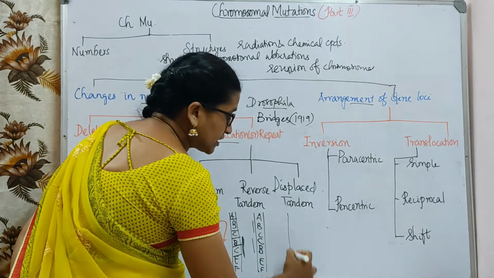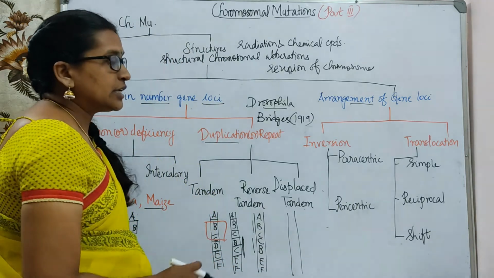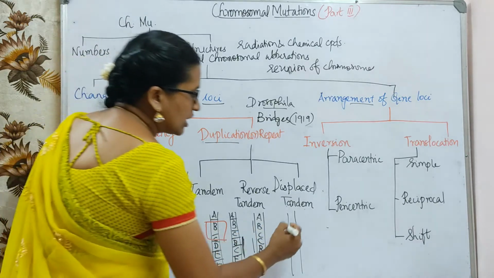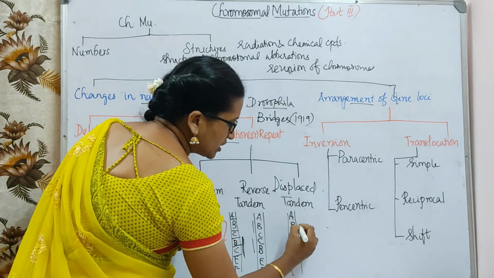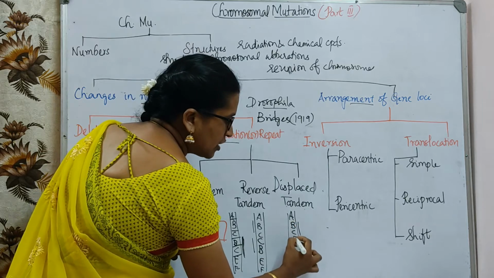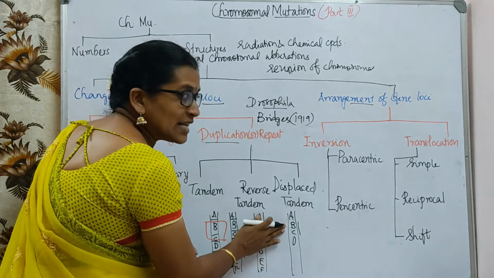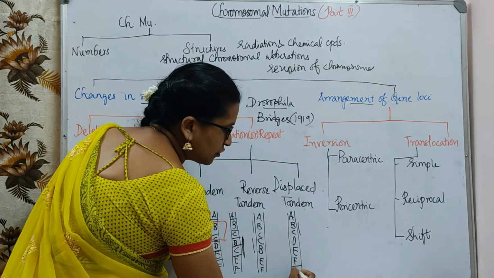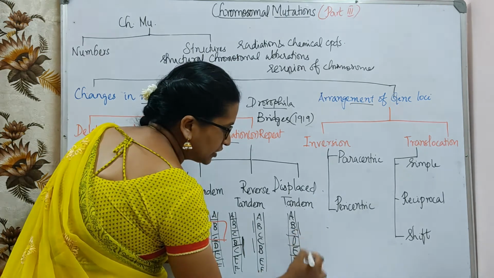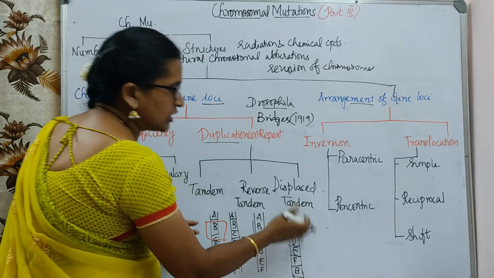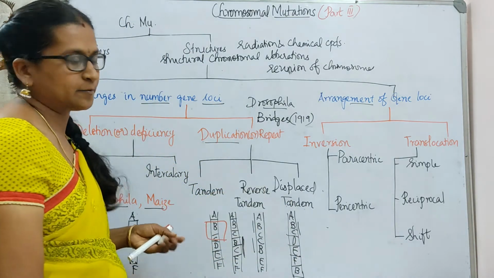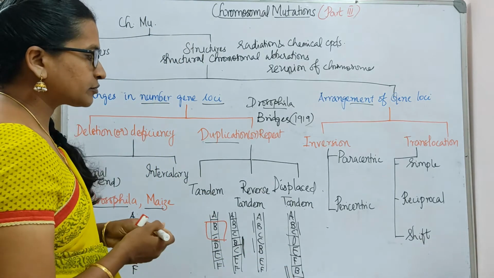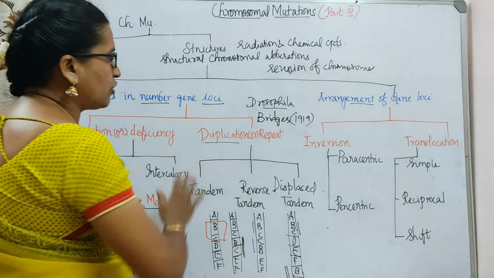And then displaced tandem. In displaced tandem, what will happen? It is going to be displaced somewhere in a different locus. It may be A, B, C here. This is going to get duplicated, but it is not going to be placed immediately after that. The duplication is going to be placed in a different place. For example, after this, again B, C, and it is duplicated and displaced here, right? This duplication is displaced later, after some of the gene locations. So here are three types.